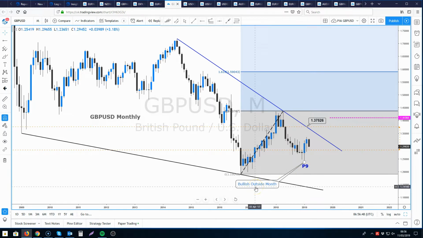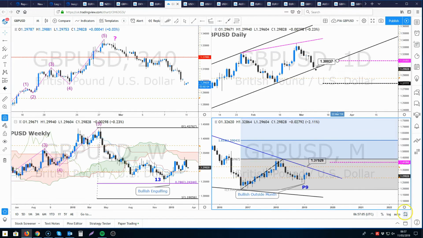We've had a bullish outside month. For this month to break, we need to see a move below the close of this candle this month, which is at 1.2748, currently trading 1.2982. So the medium term bias is still to the upside.